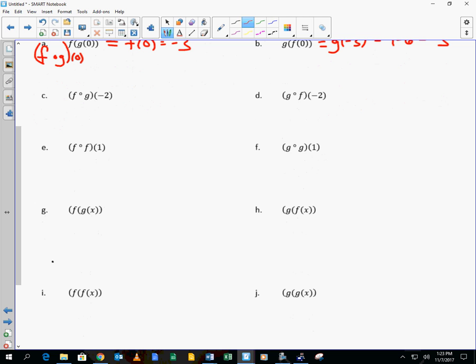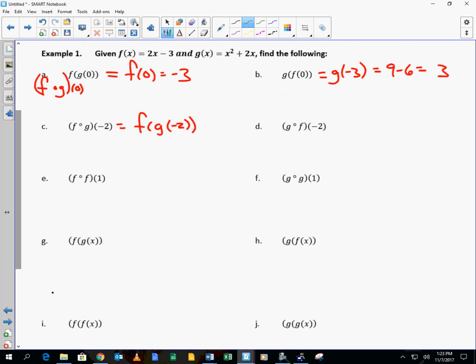Okay, C. It's no different. It's just f of g of -2. That's all the problem is asking us to evaluate. So what do I do with that -2? -2 squared is 4, minus 4 is 0. So then I do f of 0, which according to our previous problem was -3.